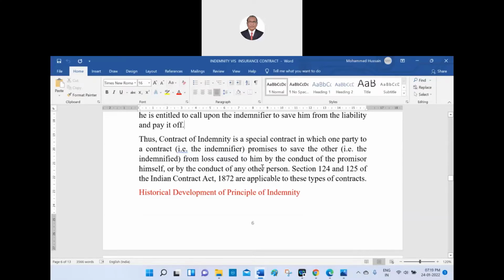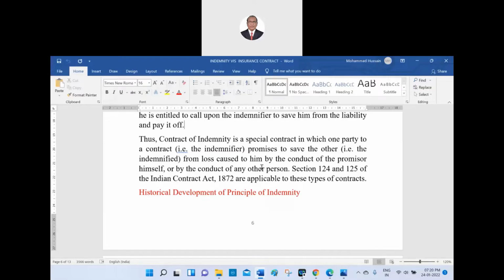Thus, a contract of indemnity is a special contract in which one party to the contract, that is the indemnifier, promises to save the other, who is indemnified, meaning the policyholder, from the loss caused to him by the conduct of the promisor himself. Even if the indemnified is negligent, he could still get it. Or by the conduct of any other person, or any other person made such harm, but still the indemnified will be rescued by the insurer. That is the indemnifier. So that is the whole gist of it.